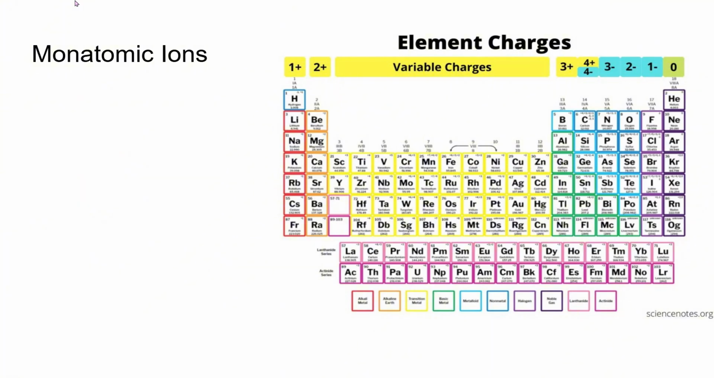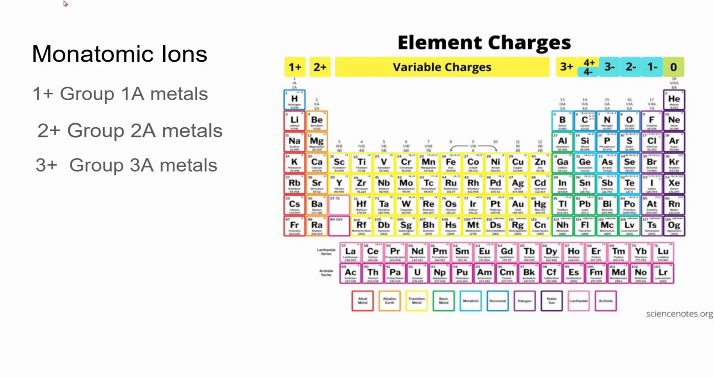Monatomic ions. For monatomic ions, you will only need to memorize what group shares what charge. For group 1A metals, they will all share a 1+ charge. For group 2A metals, they will share a 2+ charge. Group 3A metals will have a 3+ charge. You won't need to worry about the groups in between that list as they have variable charges.